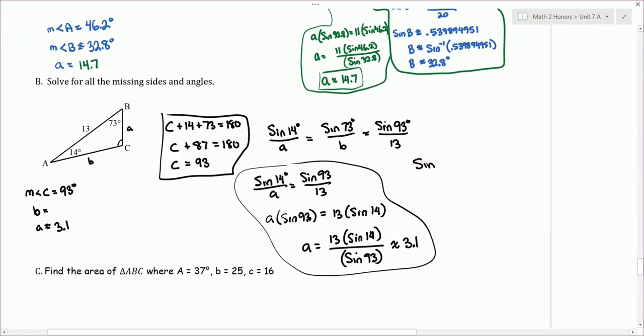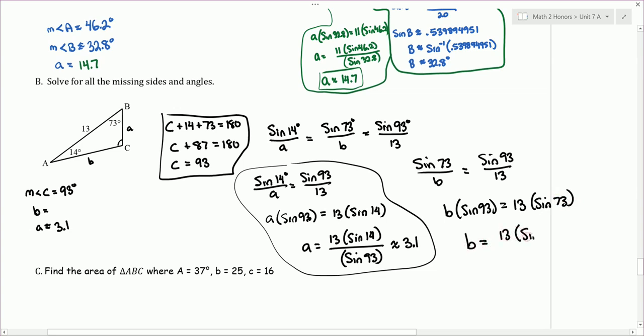The sine of 73 over B is equal to the sine of 93 over 13. Cross multiply: B times the sine of 93 is equal to 13 times the sine of 73. Divide by the sine of 93 and you get B is 13 times the sine of 73 divided by the sine of 93.